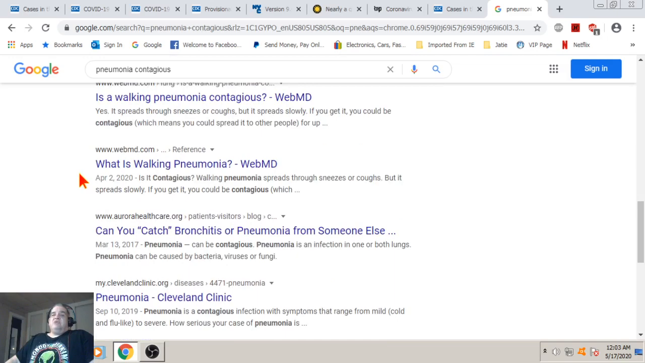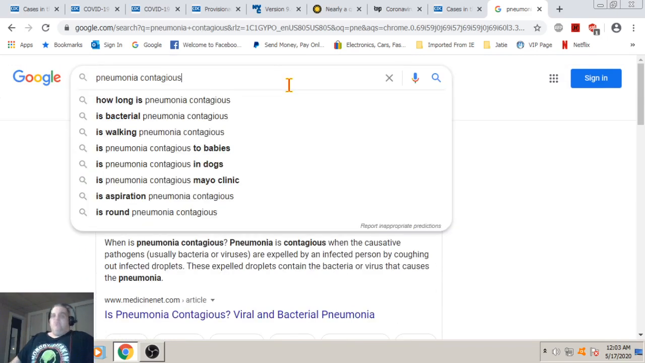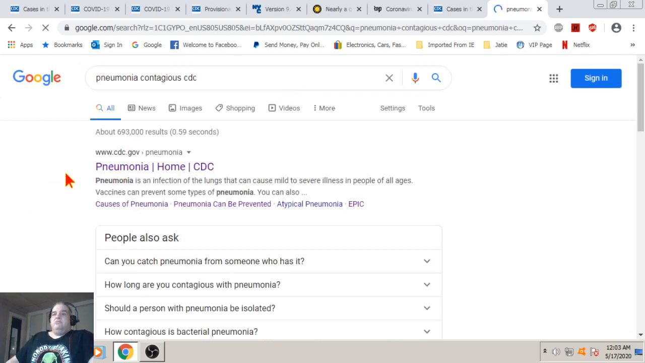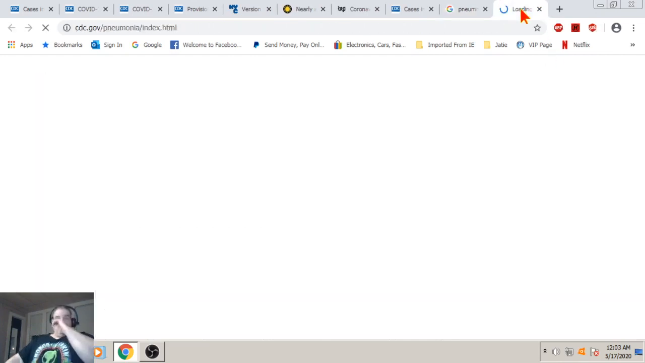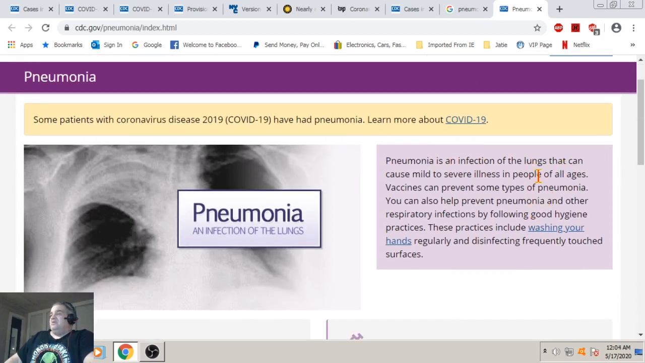The CDC actually has it on their website regarding pneumonia. They have a web page specifically for pneumonia and how it can be contagious. And it's right here. Pneumonia is an infection of the lungs, and that is how they call it, an infection. I'm kind of confused why they're not treating these infections with antibiotics, even when they have COVID. But who knows? I'm not a doctor.